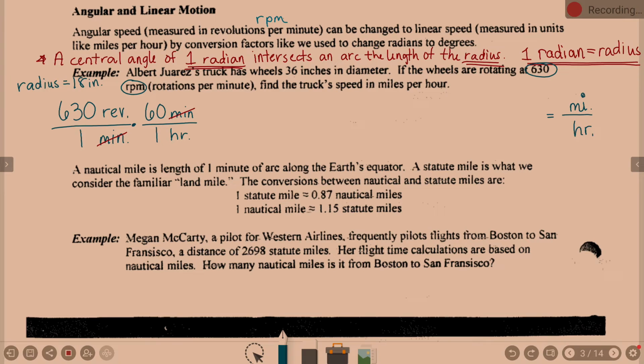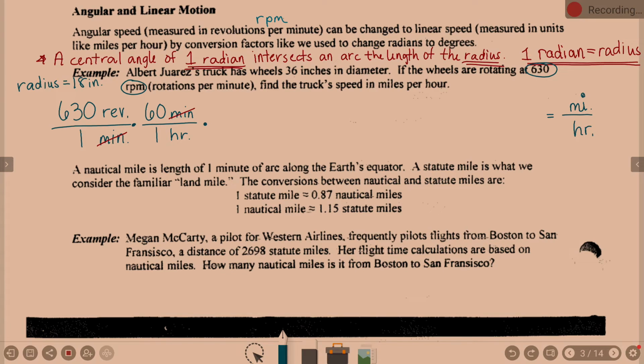So we're trying to get out of revolutions. Eventually, we'll get to miles. Let's go one step at a time. As I said, I'm going to use this space here well. So 1 revolution, you could say, is 360 degrees, and then 360 degrees is 2 pi radians.